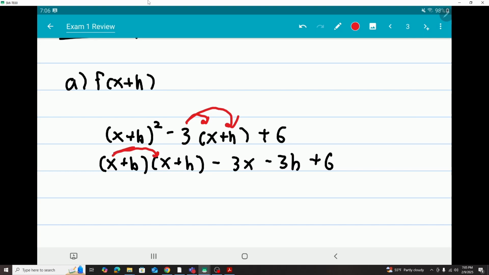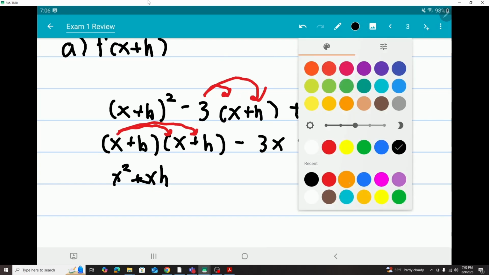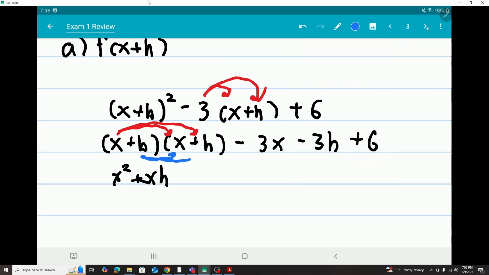So we FOIL that. We get x squared plus xh. And now we FOIL the h as well. We get, technically it's an h times x, but we could rewrite that as xh. We can multiply in either order. H times h is h squared minus 3x minus 3h plus 6.